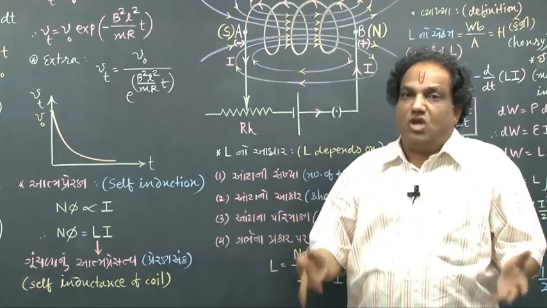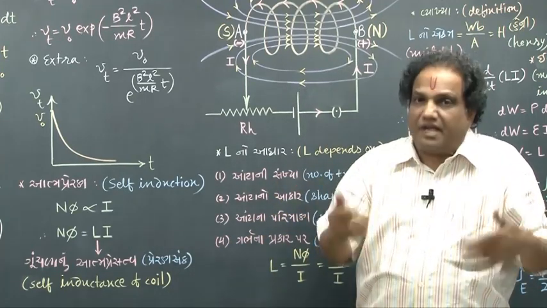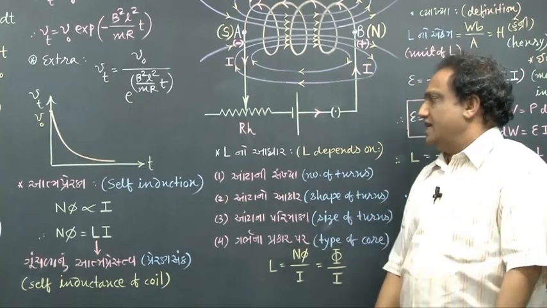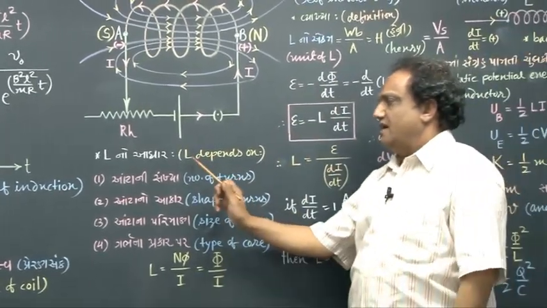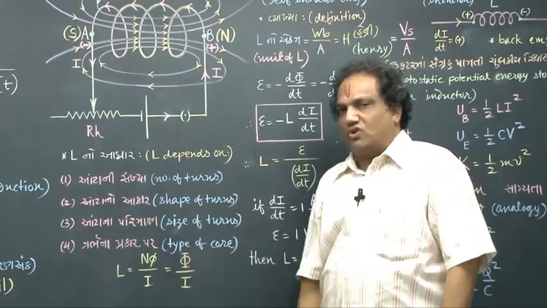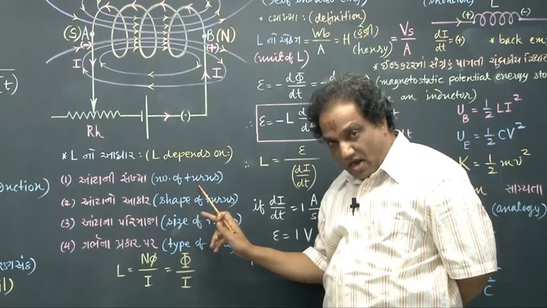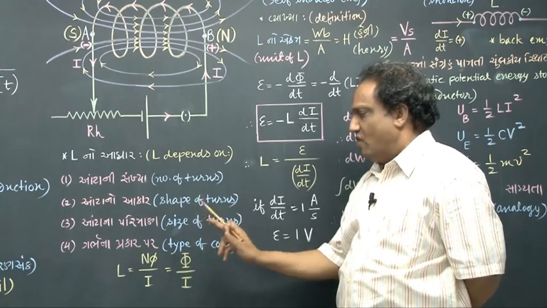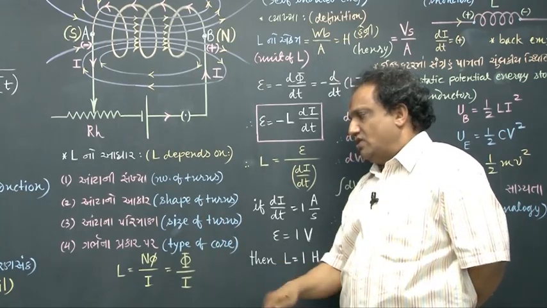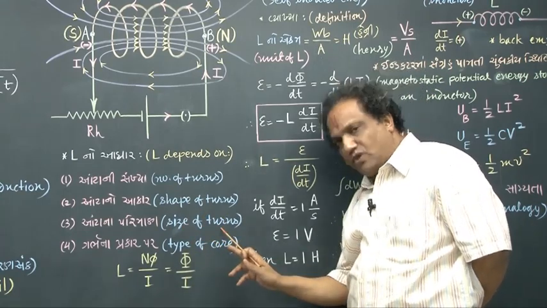But now let us see on which other factors it can depend. Let us see those factors on which L depends. It depends on 4 factors. Number 1, it depends on the number of turns of the coil. It depends on the shape of the turns of the coil. It also depends on the size of the turns of the coil.